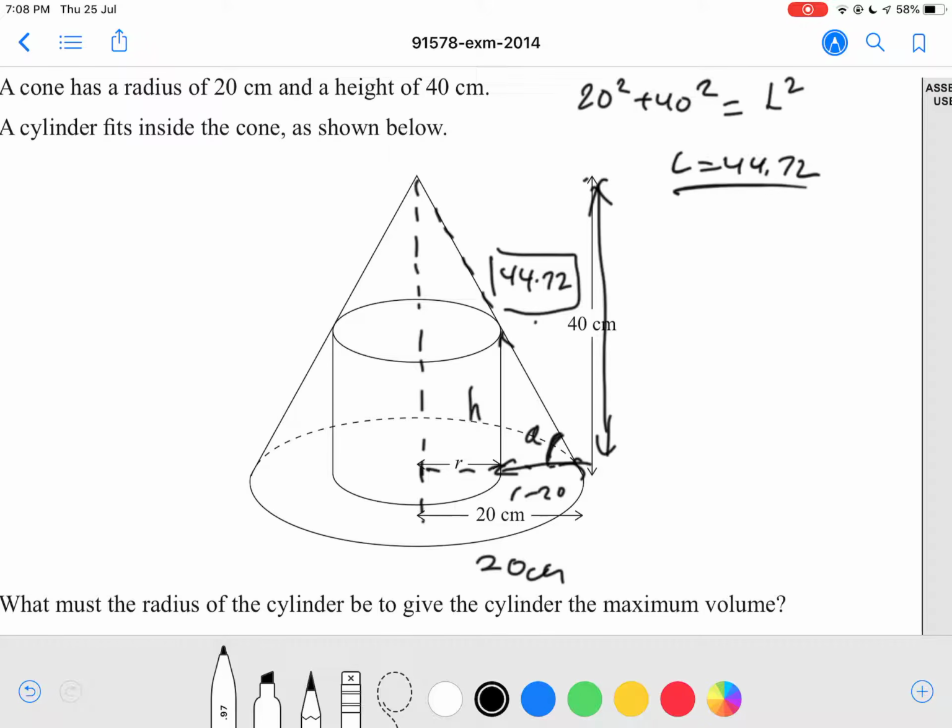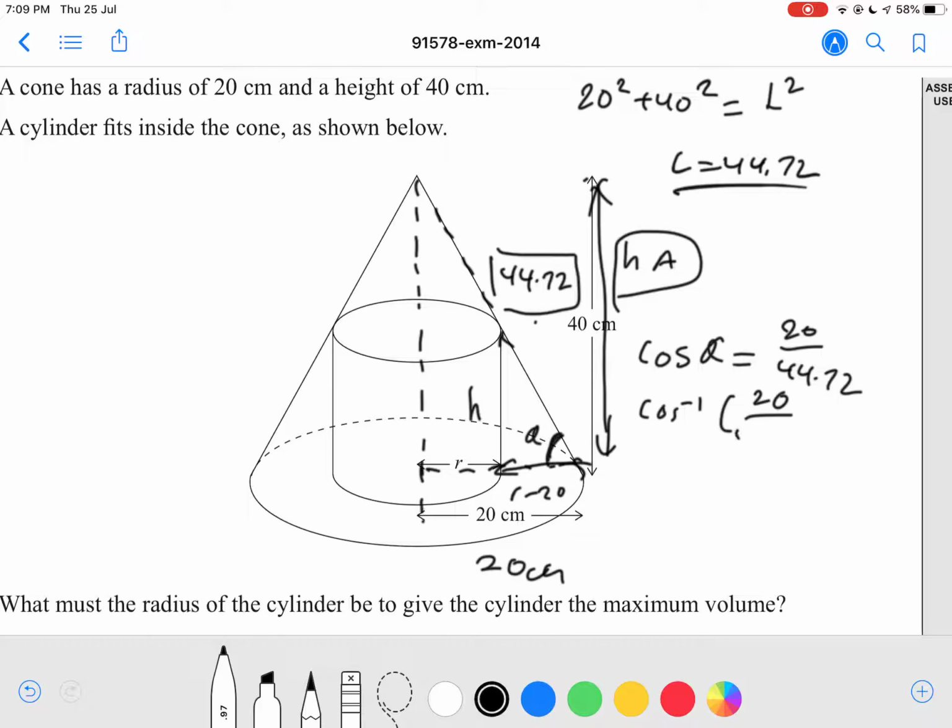We can use 44.72 as the hypotenuse, and 20 is our adjacent. So we're going to use the cos rule, okay? So cos of theta is equal to a over h. Our a is 20, and our h is 44.72. So therefore, we find the cos inverse of 20 over 44.72.